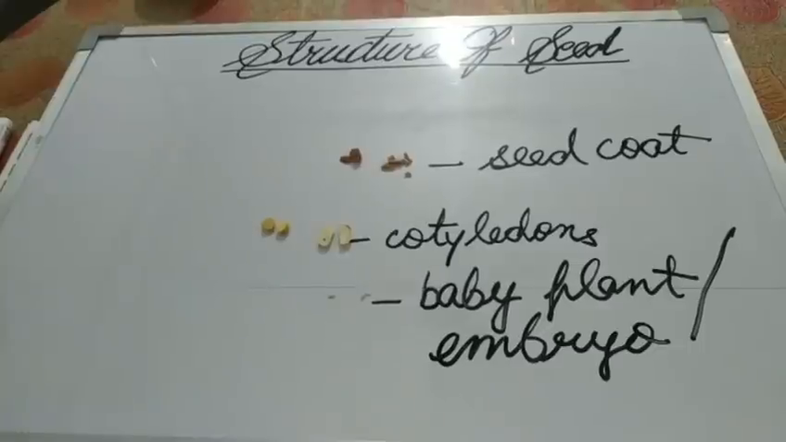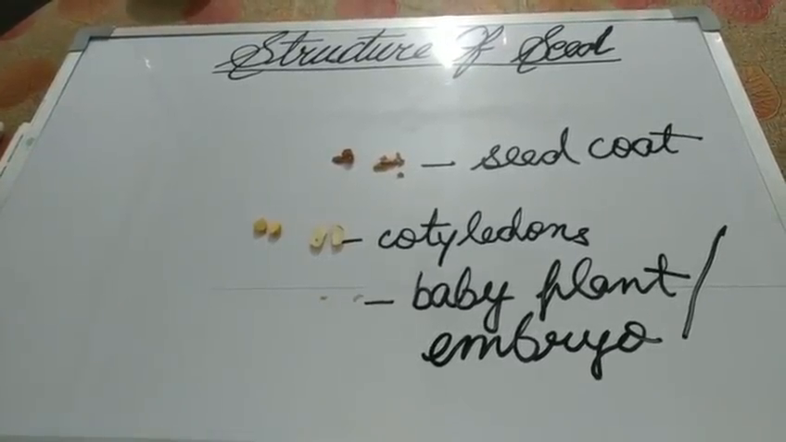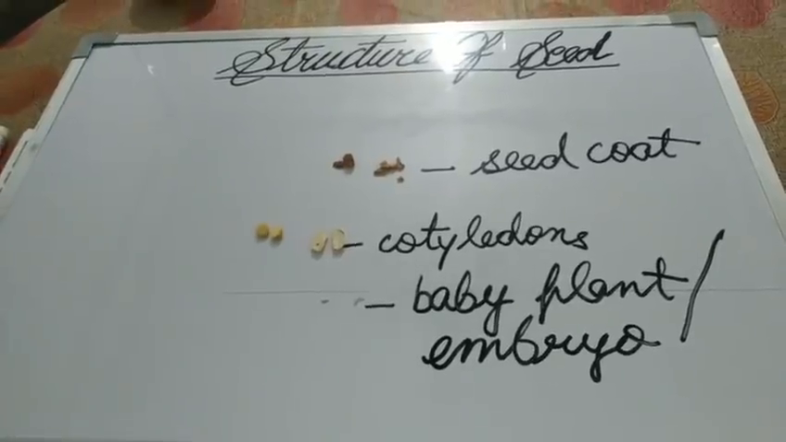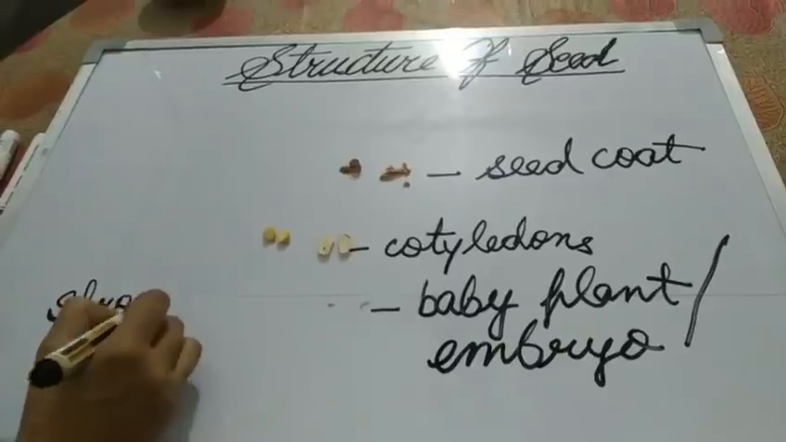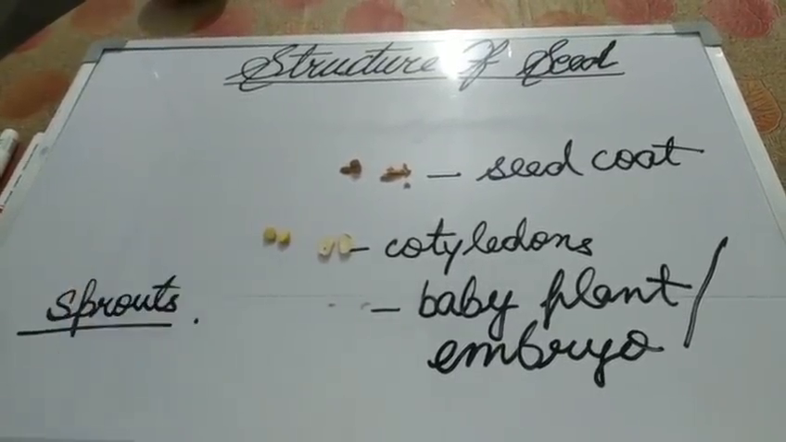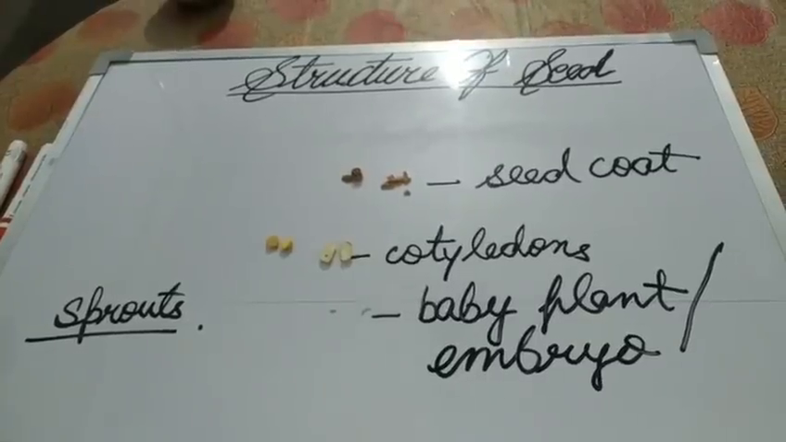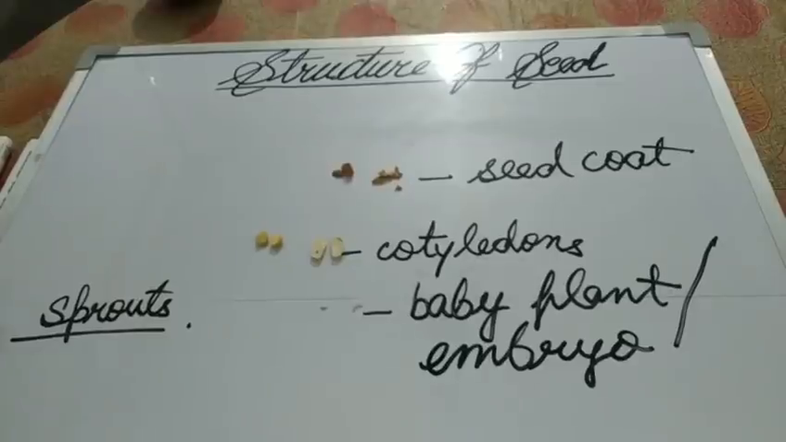That tiny white structure that is coming out is the baby plant, and it is what you call the sprout. It will come out, and it is also called sprouts. Try to get the sprouts at home. When you store the seed in a moist cloth for one more night, you will get the sprouts coming out from it. Is it clear to you all? So this is the structure of a seed.